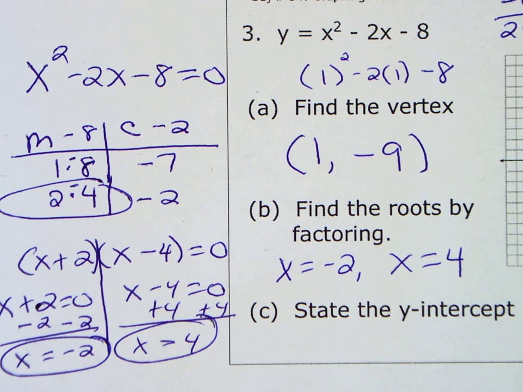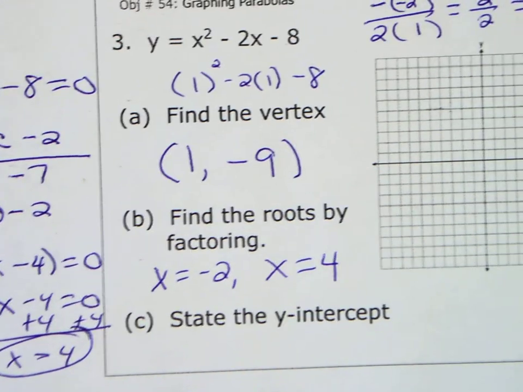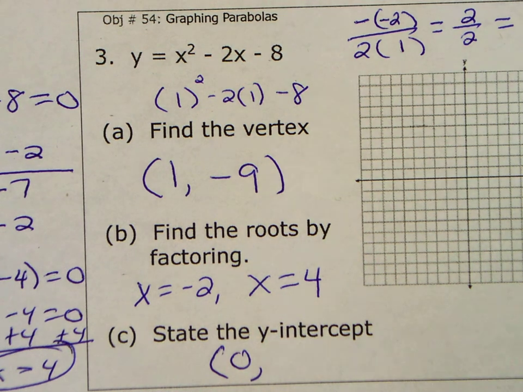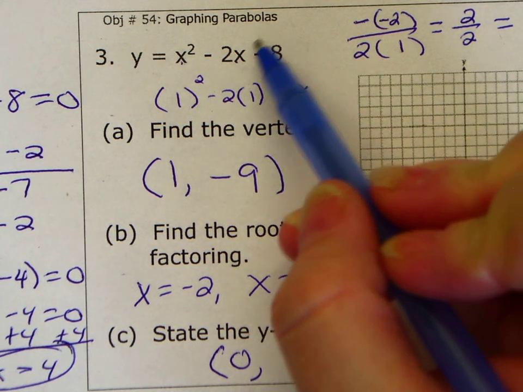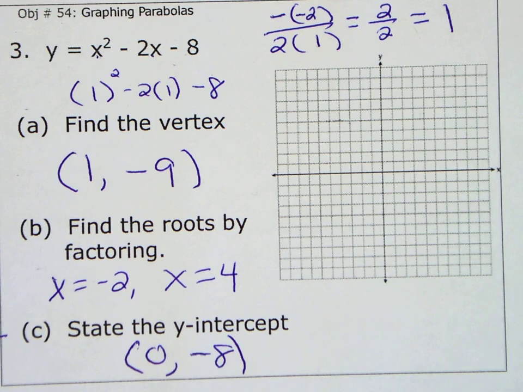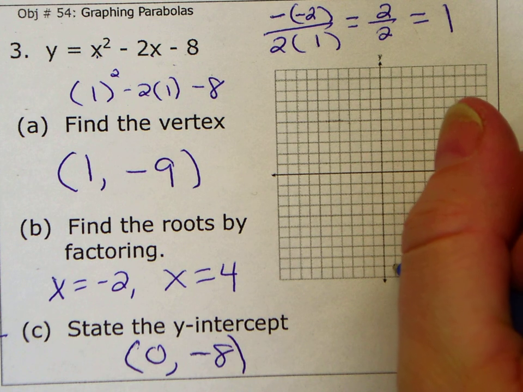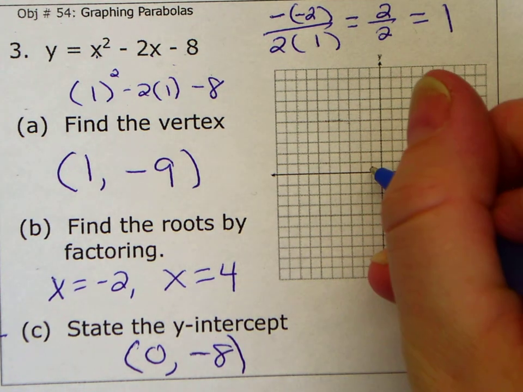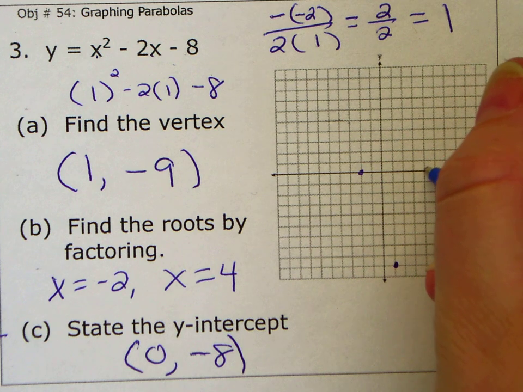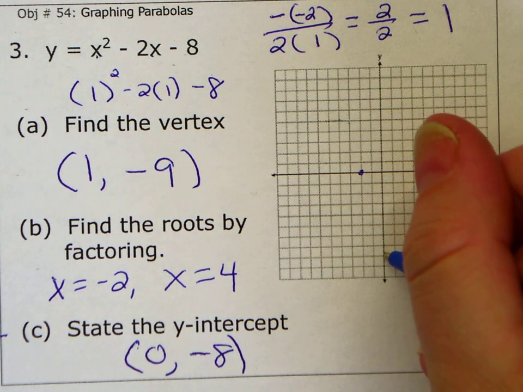And then finally it says state the y-intercept. The y-intercept is where x is 0, 0, negative 8. Okay. So we plot those 4 points. The vertex, 1, negative 9. The roots are negative 2 and 4. 1, 2, 3, 4. And my y-intercept is negative 8.